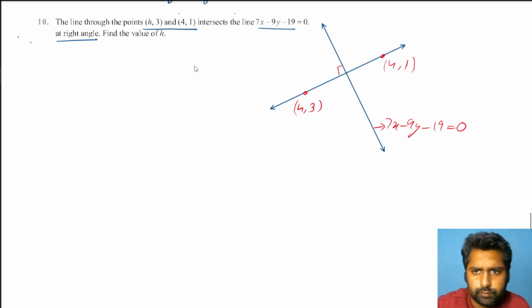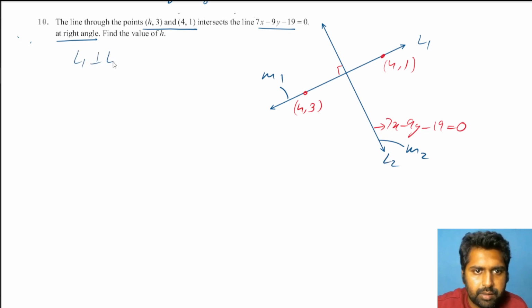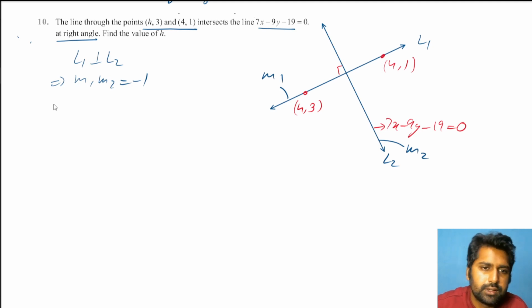Okay, 2 points we know for this line, let's say L1. 2 points we know. Can we calculate its M1? This is another line. We can directly calculate its M2. And these two lines, L1 and L2, are perpendicular. So again, same idea, M1 M2 equal to minus 1. See how many times this concept is being repeated. Look at the importance of it.